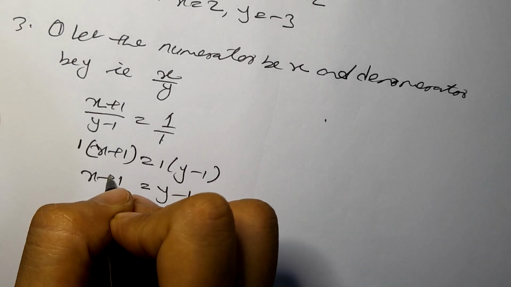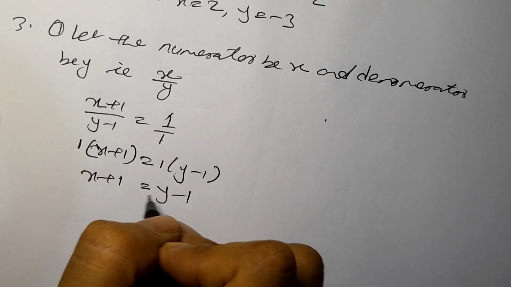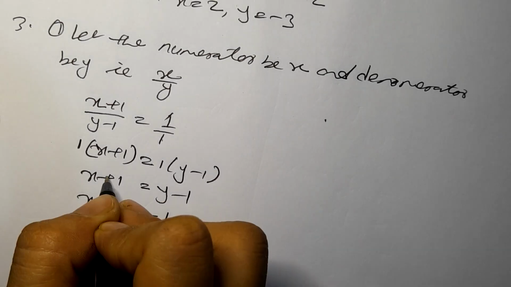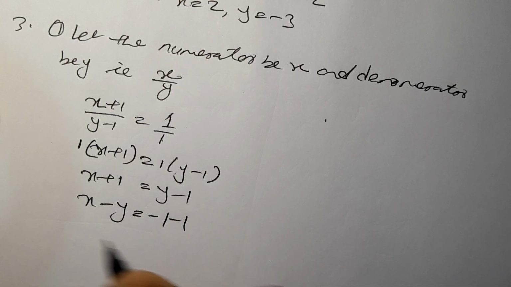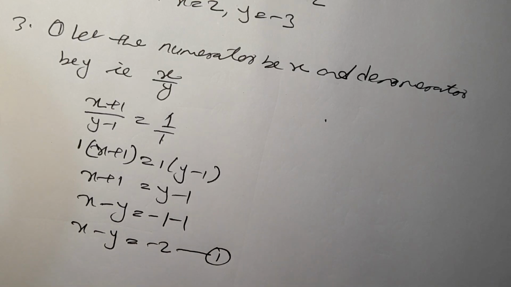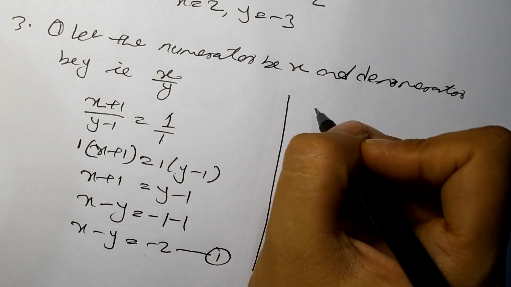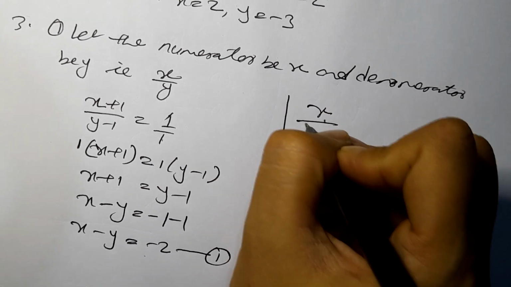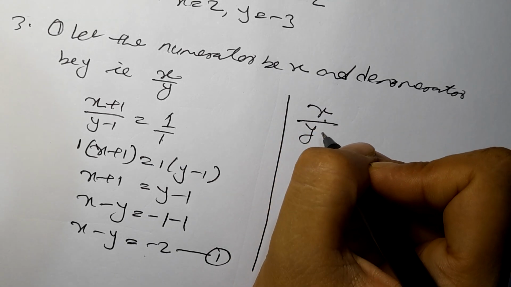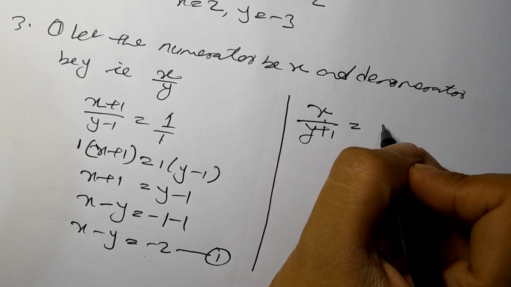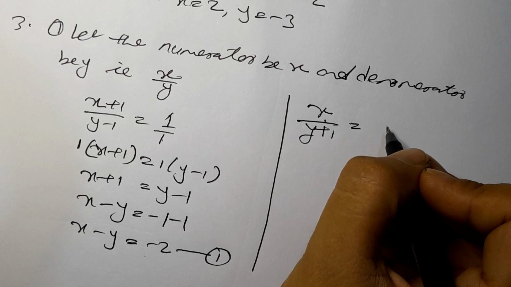Now bring the y this side and take the x this side. So it will be x, and bringing the y this side it becomes minus. Now minus 1 is there, take the 1 to the other side, it becomes minus 1. So x minus y is equal to minus 2. That is equation 1. Now read the second statement to find the second equation. Now this is x by y, and only 1 is added in the denominator, the down part, that is plus 1. It became 1 by 2, half.